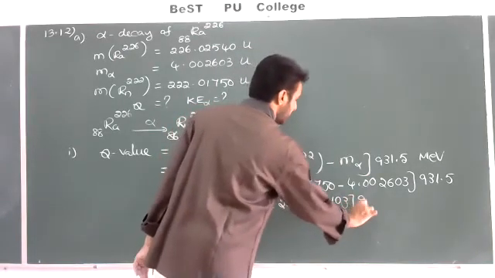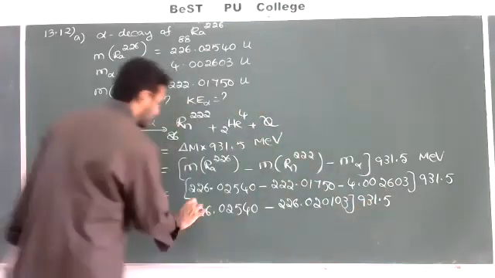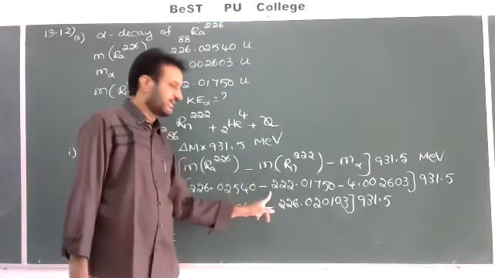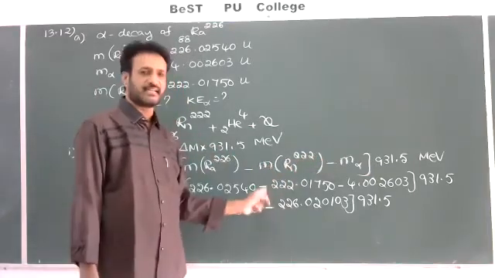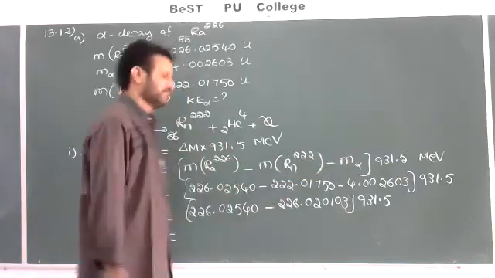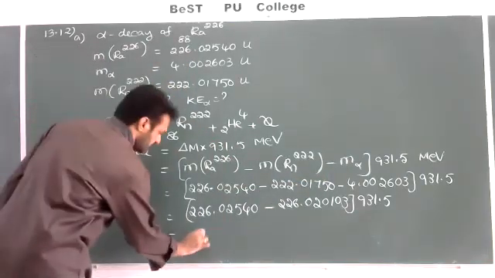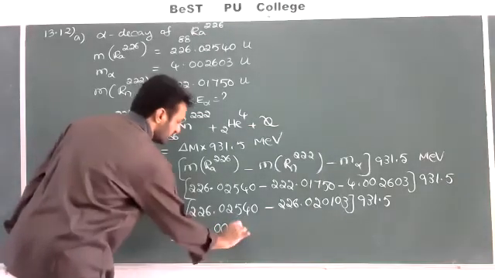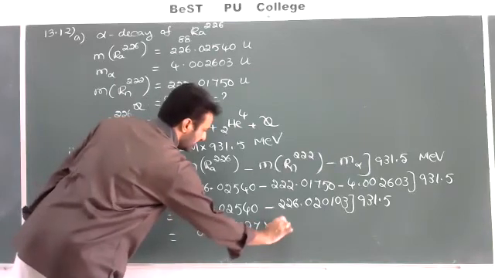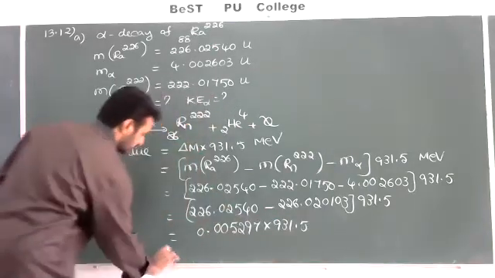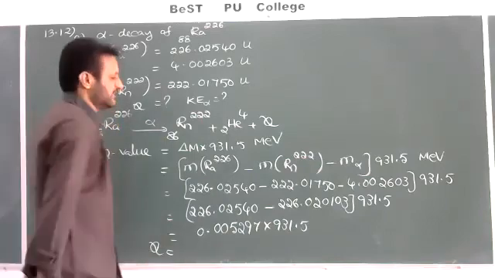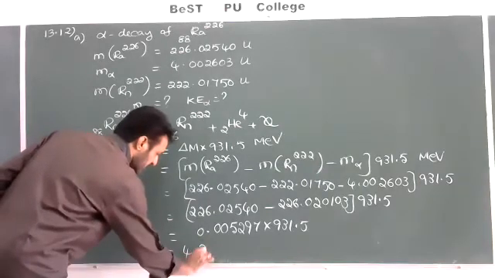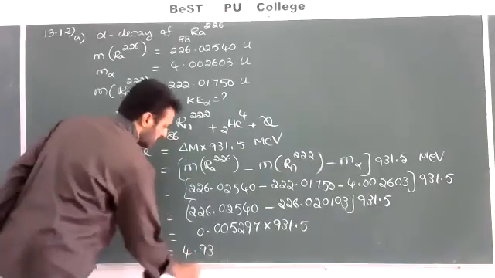226.020103 into 931.5. Now subtract these two numbers. I think you understood: if you open the bracket, the sign is plus; if you close the bracket, it is a minus. We get 0.005297, and the obtained value we multiply with 931.5. That gives 4.93 MeV.